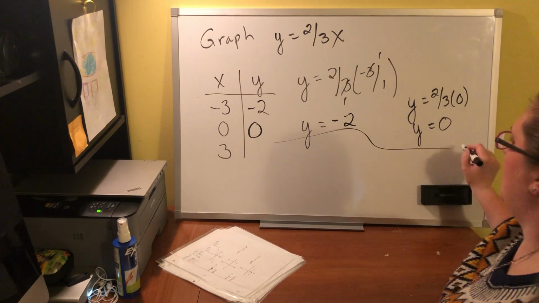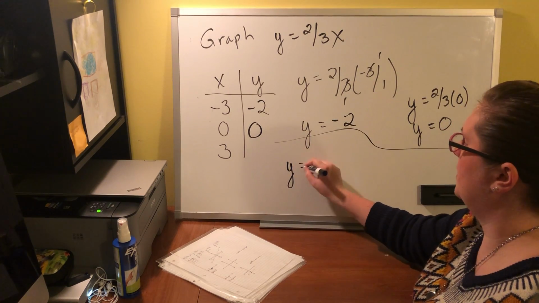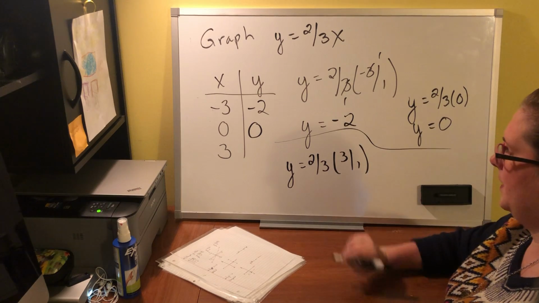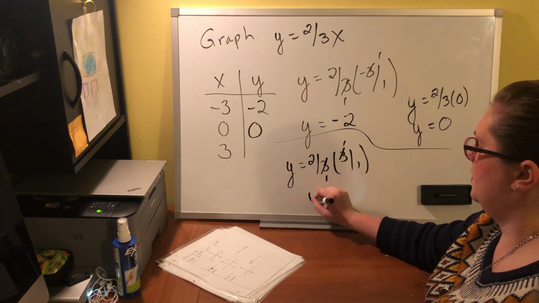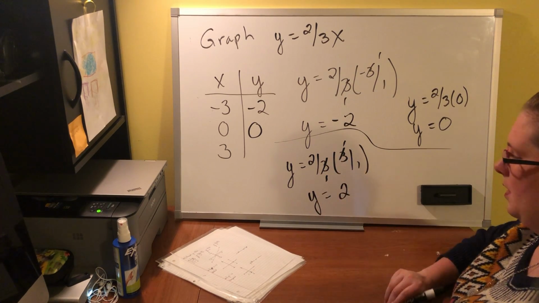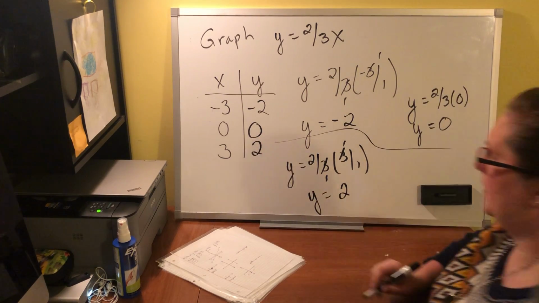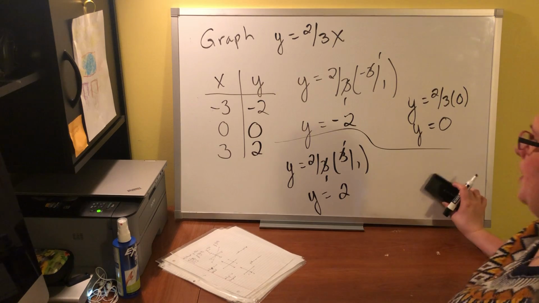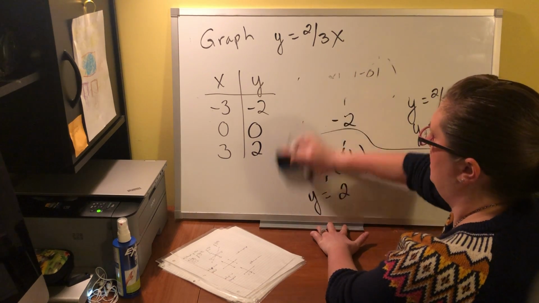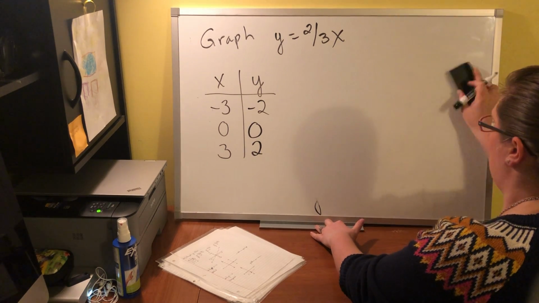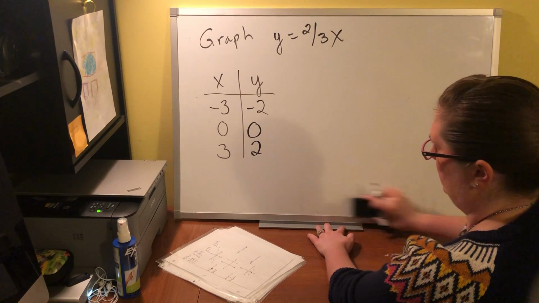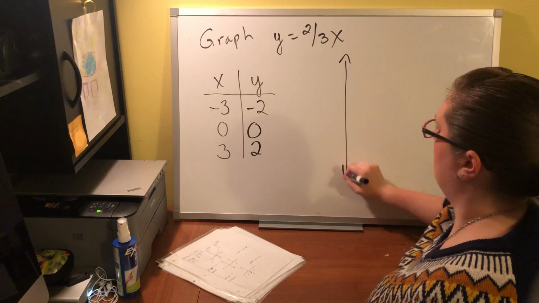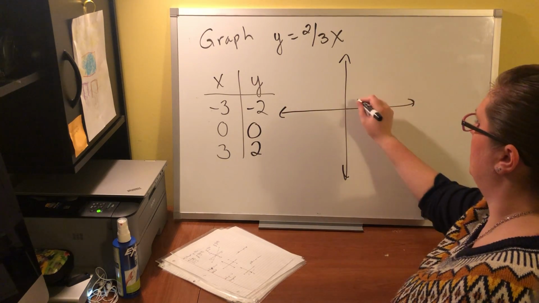Okay, and we have one more left. We have +3, so y equals 2/3 times +3 over 1. The 3's become 1. When you multiply, you end up with a +2. Okay, so then we have our 3 points that we can go ahead and graph. All right, so let's go ahead and see what that graph looks like. And we're almost done with this section, okay? So let's go ahead and do our graph.